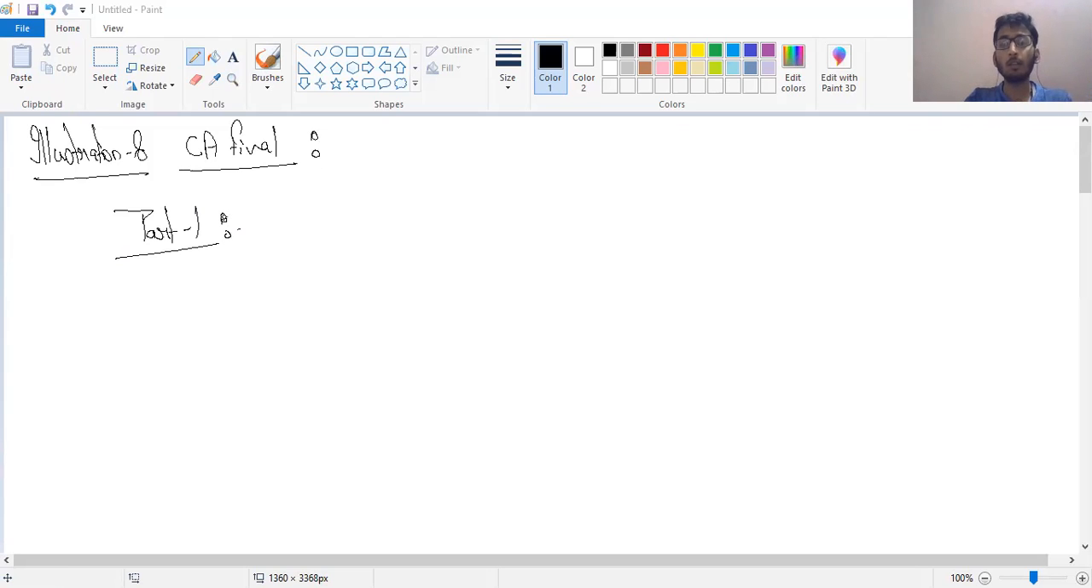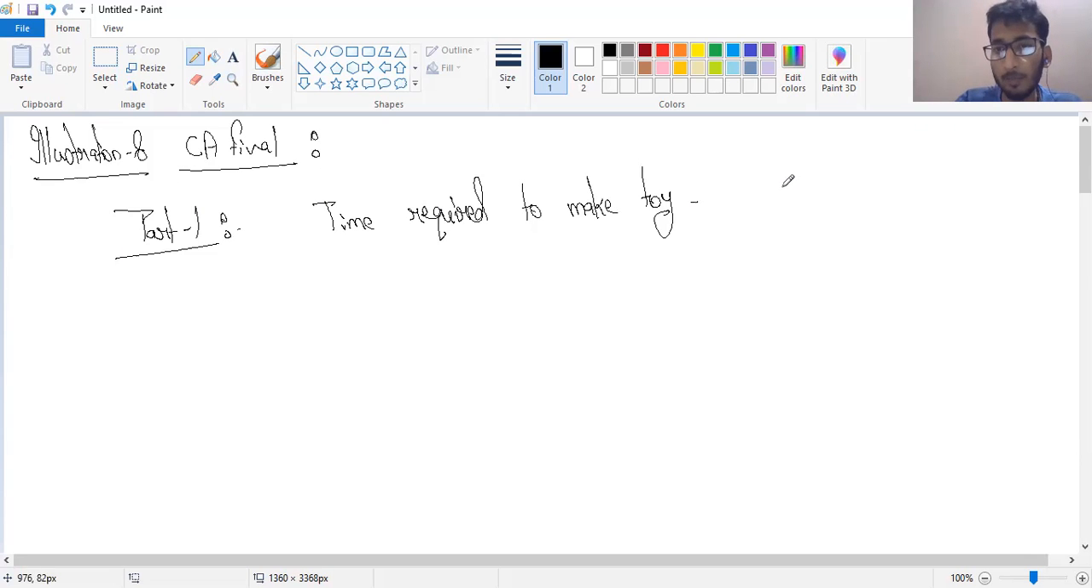It is asking whether we should go ahead with the toy along with the bottle or not. So basically, just see once the time required to make the toy. I need to make 40,000 toys.